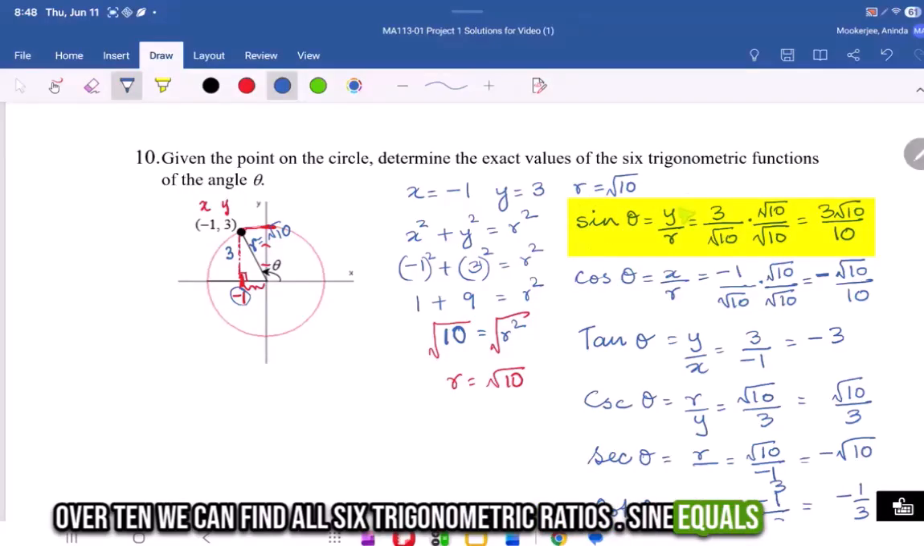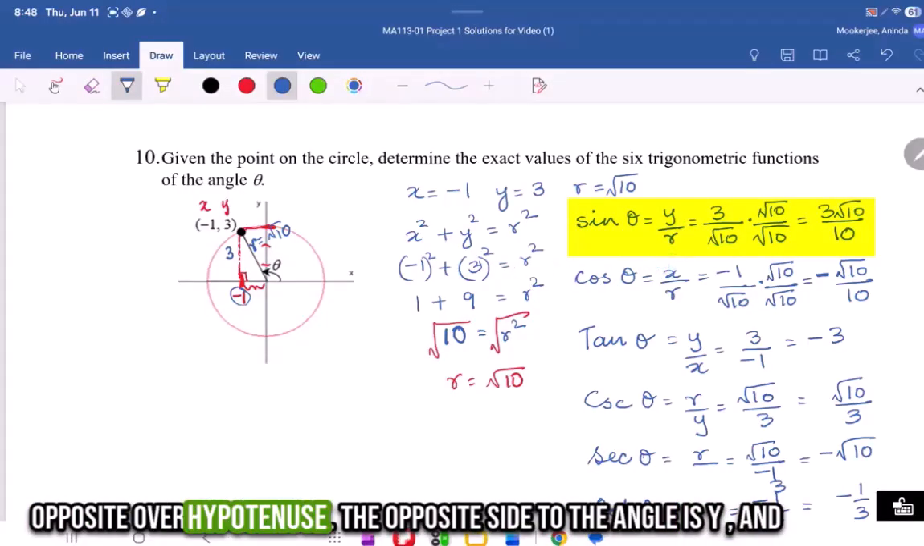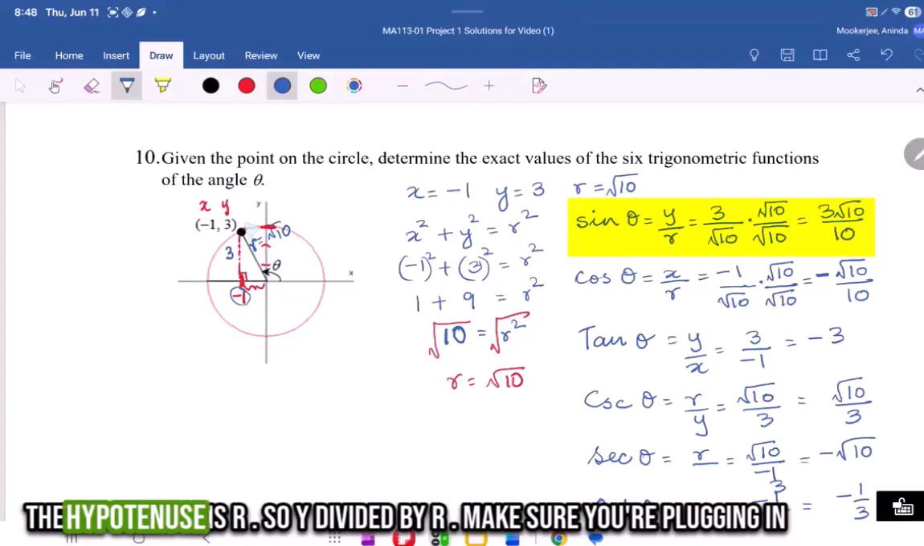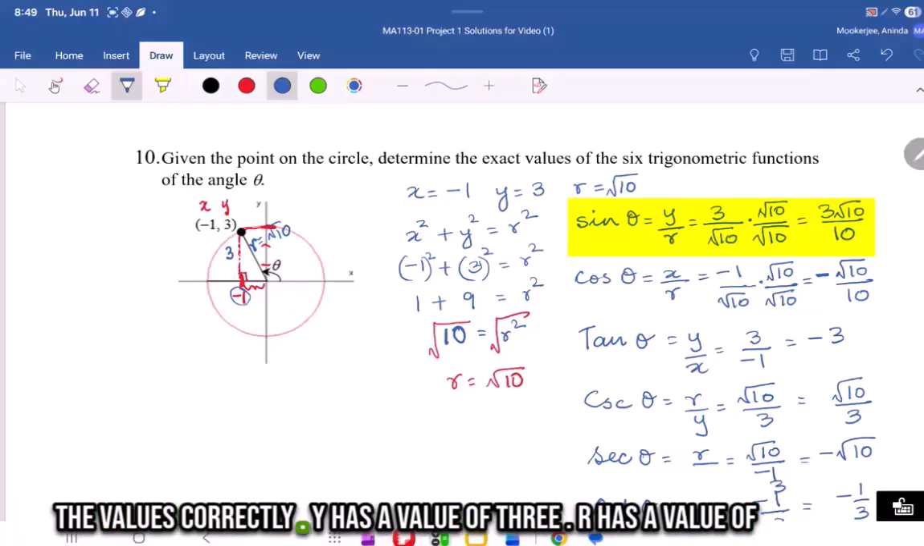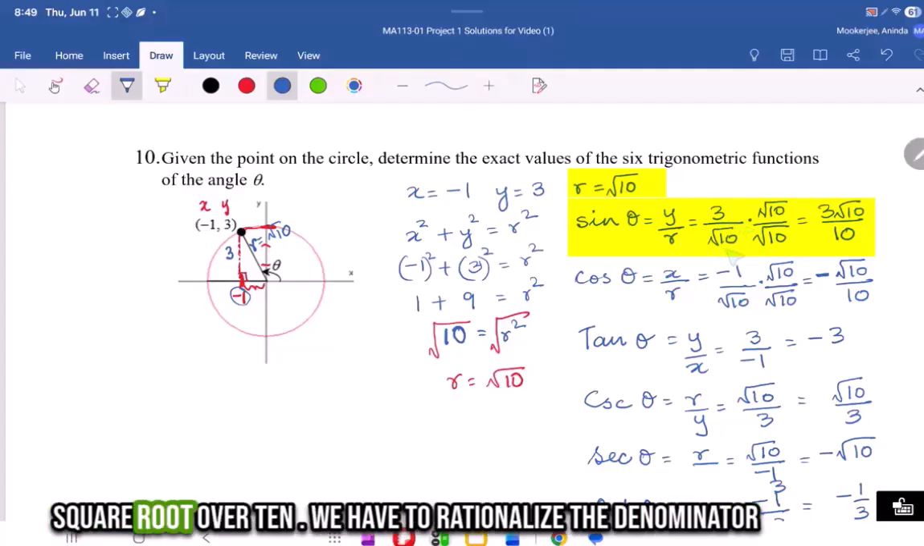Sine equals opposite over hypotenuse. The opposite side to the angle is y and the hypotenuse is r. So y divided by r. Make sure you're plugging in the values correctly. Y has a value of 3. R has a value of square root of 10.